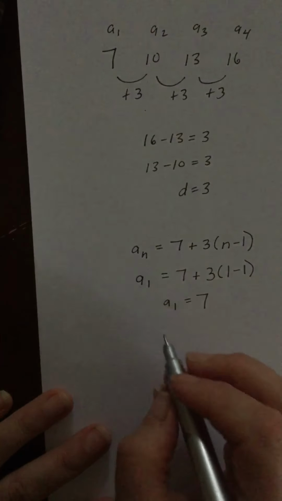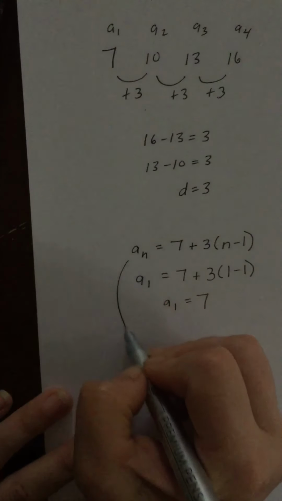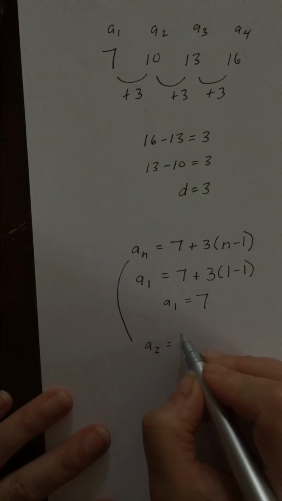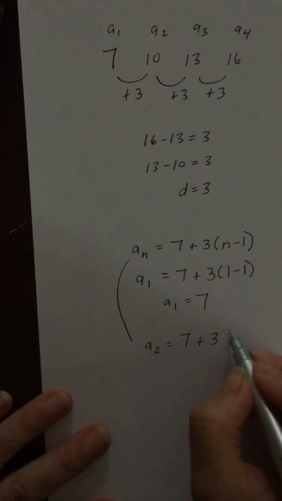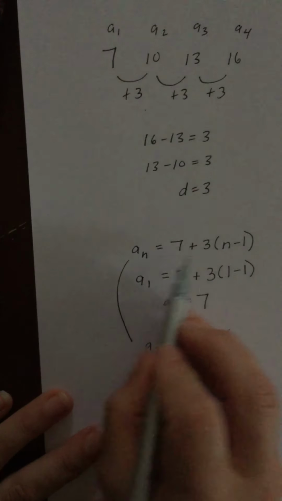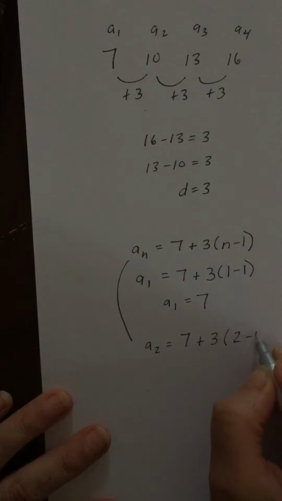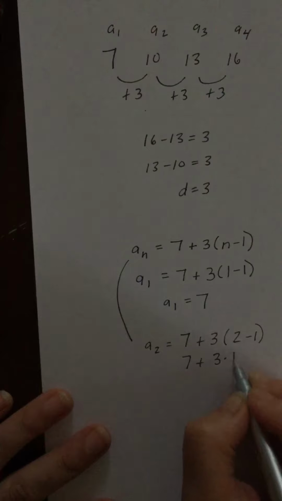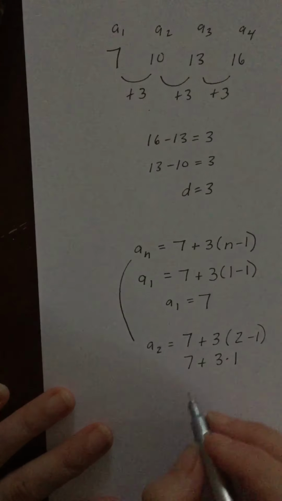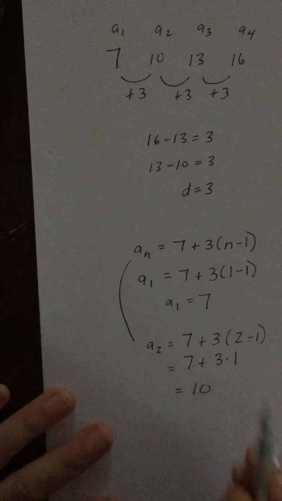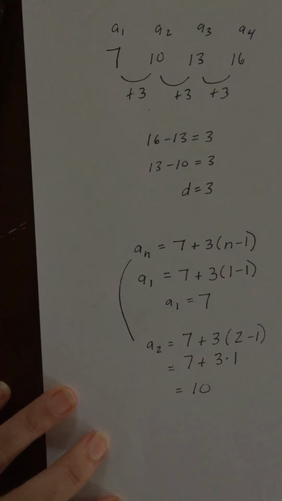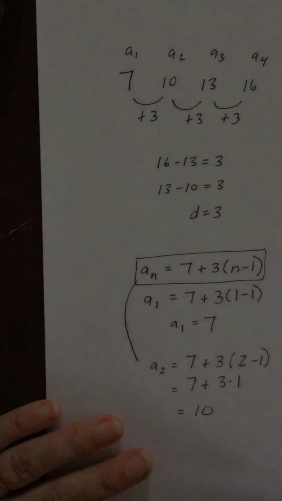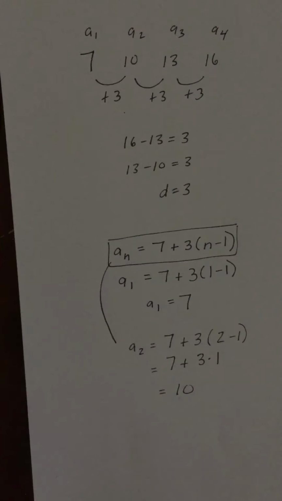Let's say I want to use this definition to find a2. a2 would be 7 plus 3, and then I need to plug in 2 where the n is. That's going to be 7 plus 3 times 1. And so that's just going to be 10, which really is the second thing in the sequence. So this definition I wrote up top is a definition that's going to generate that sequence for us.